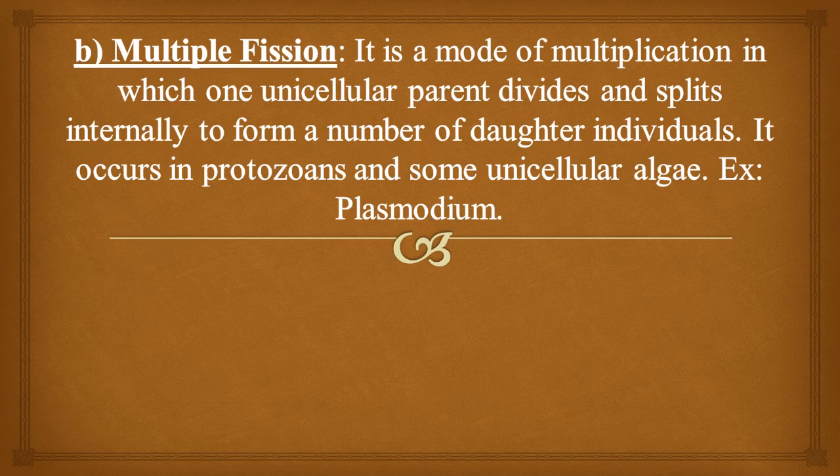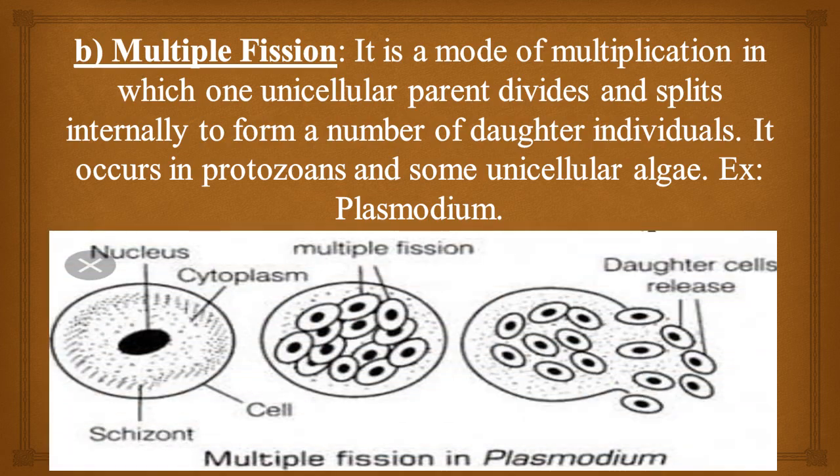The best example you can quote for multiple fission is Plasmodium. You can see the image where multiple fission takes place. Here is the parental cell, which internally divides and forms many cells. Surrounding these cells you can see the protective layer known as the cyst, and later those cells are released as daughter cells.